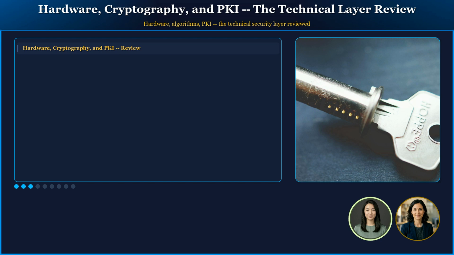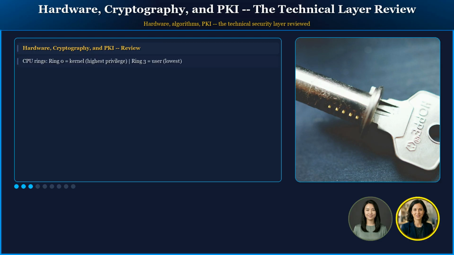Hardware security: CPU protection rings are hardware-enforced privilege levels. Ring 0 is kernel mode, Ring 3 is user mode, and a privilege escalation attack crosses that boundary. Meltdown and Spectre attack the Ring 3 to Ring 0 boundary using CPU performance optimizations.